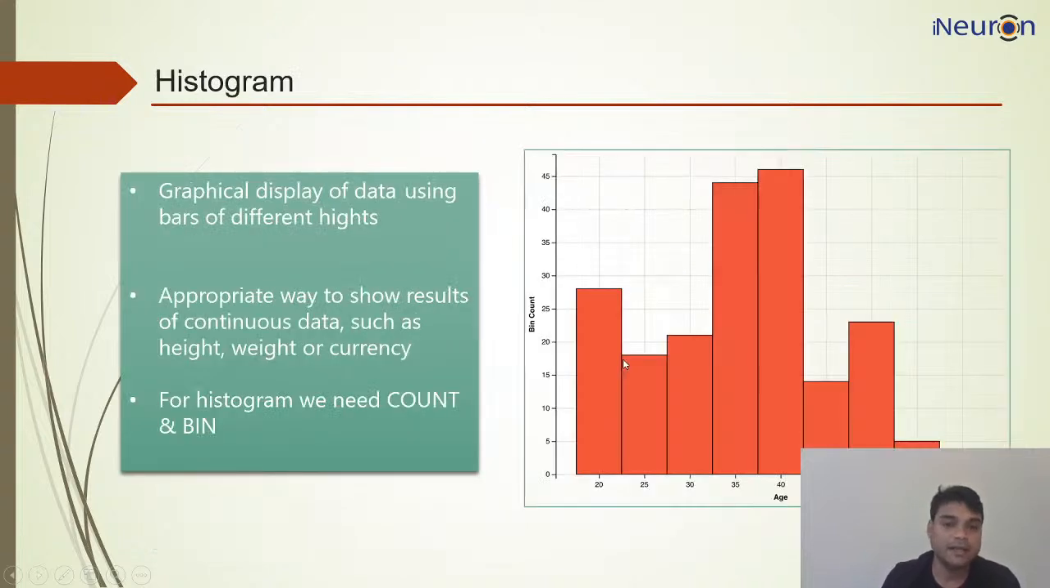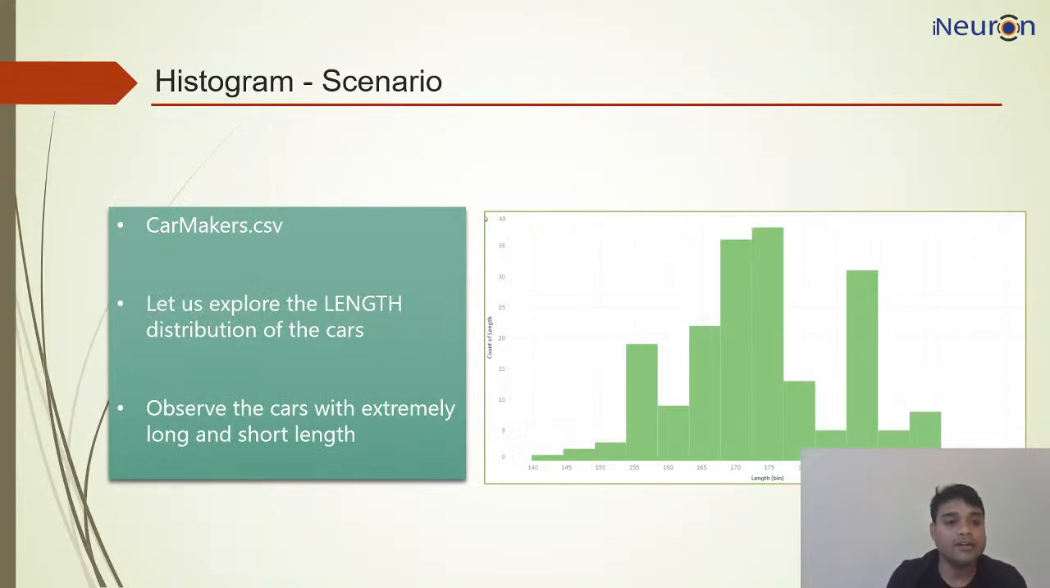The next segment is histogram. Now as I said, histogram is used to find the distribution of the data. Now let us take a scenario. The scenario is I want to find the distribution of length in the same data set. So every car has a length and I want to find the distribution of the length that is being distributed over this particular data set.